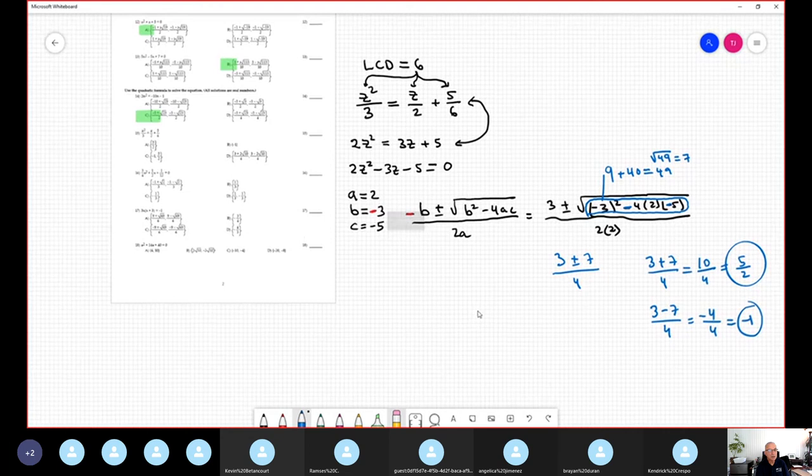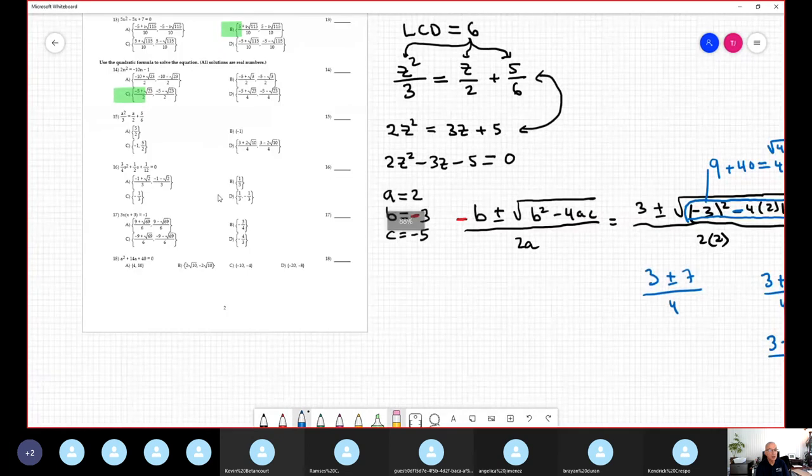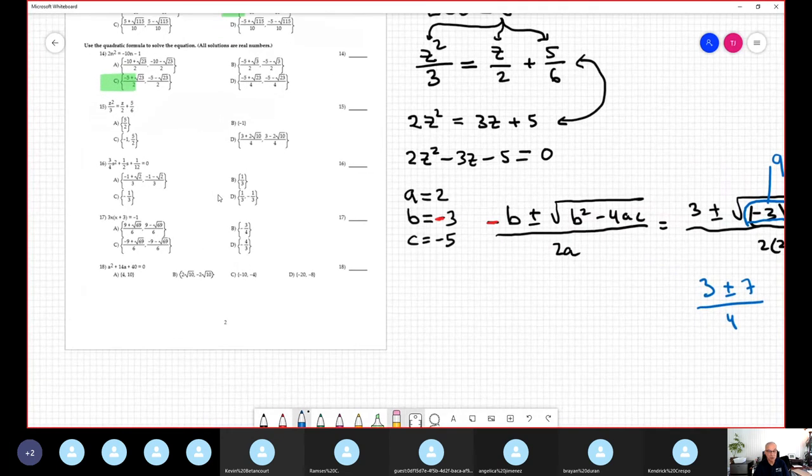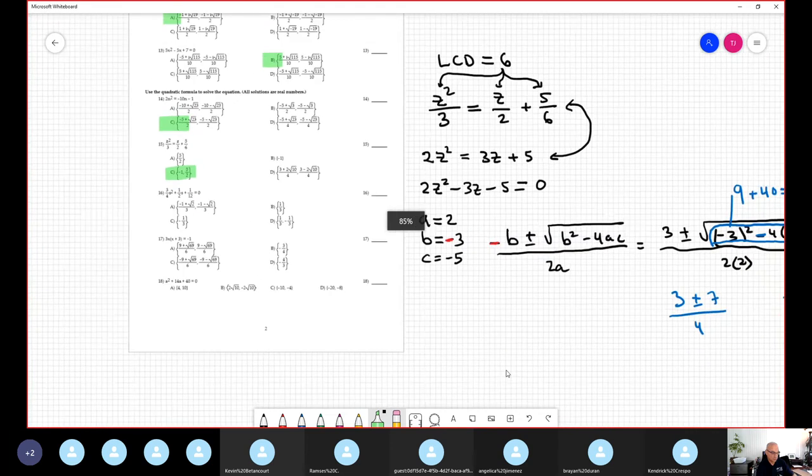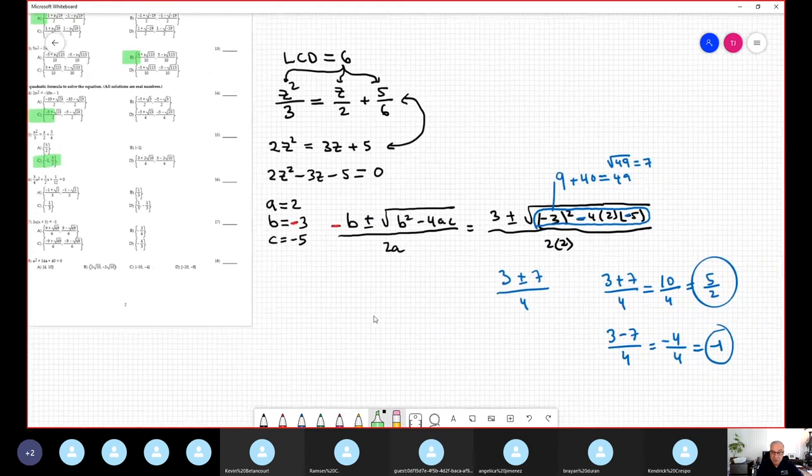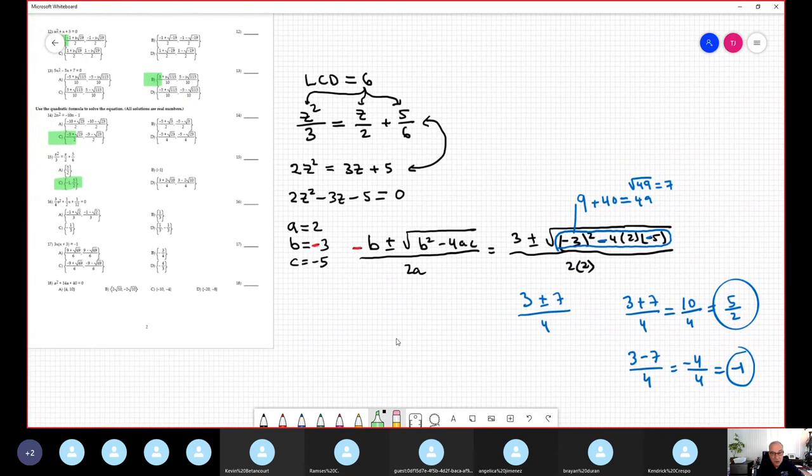I'm checking. Negative 1 and 5 over 2 is option C, I guess. Yes, absolutely, 5 over 2. Any question? Okay. Am I going too fast or am I doing well? Because we have time.